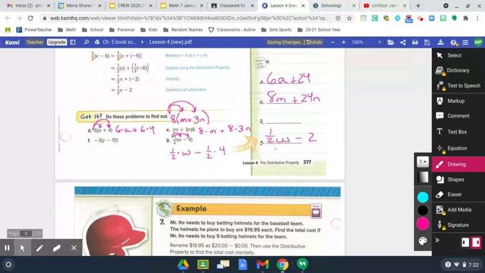So my final simplified answer for this one, 1/2 w minus 2. That's all I can do with it. Again, I cannot add these two together. They are considered unlike terms. Let's go back to letter F.